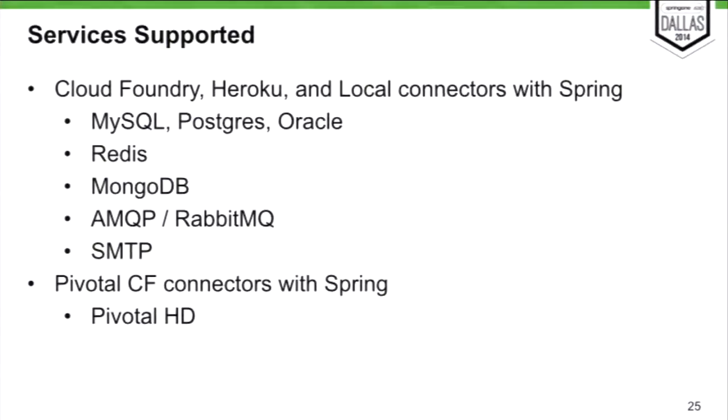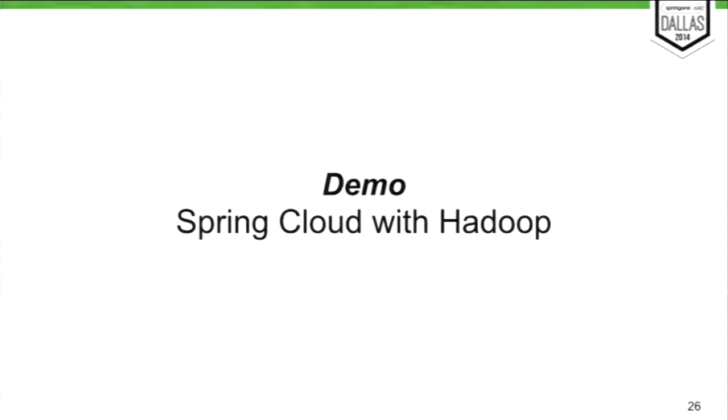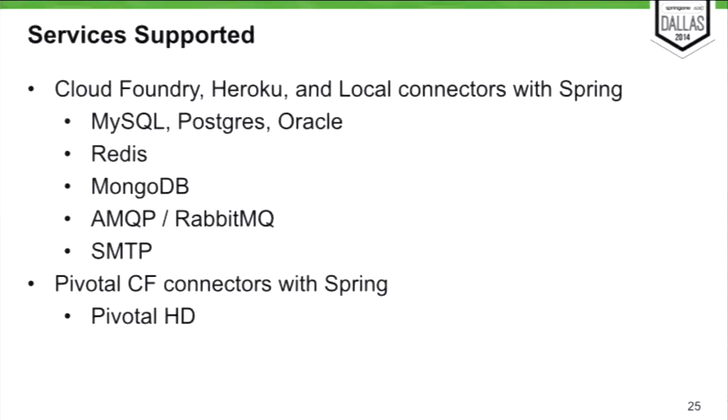Currently, the services that we support on Cloud Foundry and Heroku include MySQL, Postgres, Oracle, Redis, MongoDB, AMQP, RabbitMQ, and SMTP. And in a branch of the same project, we are also starting to support connectors that are available on PCF, Pivotal Cloud Foundry. So we start with Pivotal HD, and I will give a demo of that a little later. Pivotal Web Services is Pivotal's publicly hosted Cloud Foundry. Pivotal CF is a commercial product that Pivotal sells for on-premises Cloud Foundry deployments, where you're running Cloud Foundry on your own hardware in your own data center. Right. Yep.